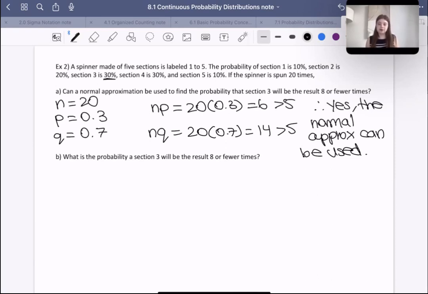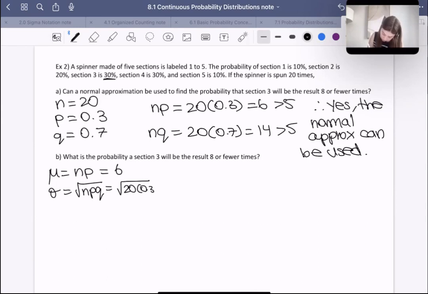Okay, very good. So what we're going to do is figure out mu and sigma, and then we're going to find the solution. So let's do that. Mu is n times p, which we already found out is 6, so I'm just going to copy that from above. And then sigma is the root of npq, so that's going to be equal to 20 times 0.3 times 0.7, and all of that square rooted.